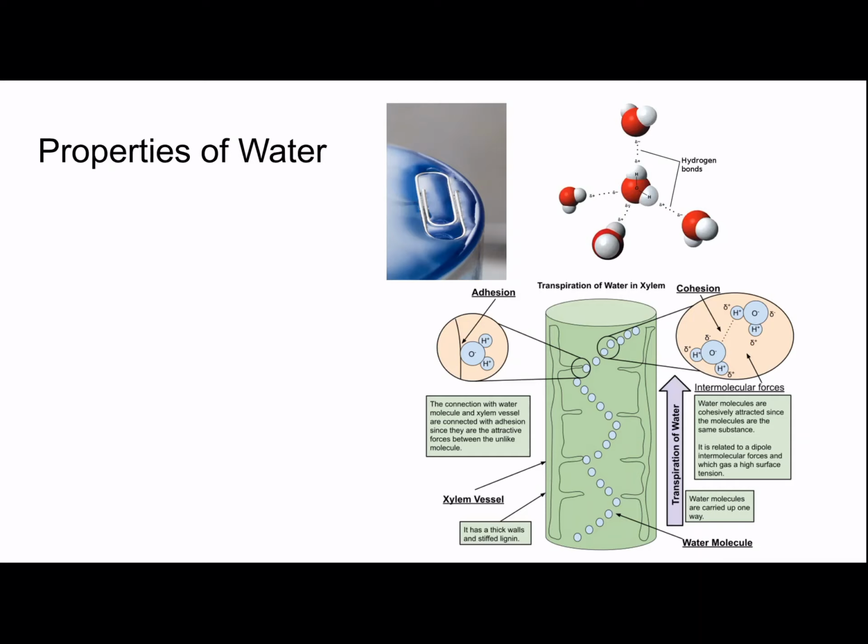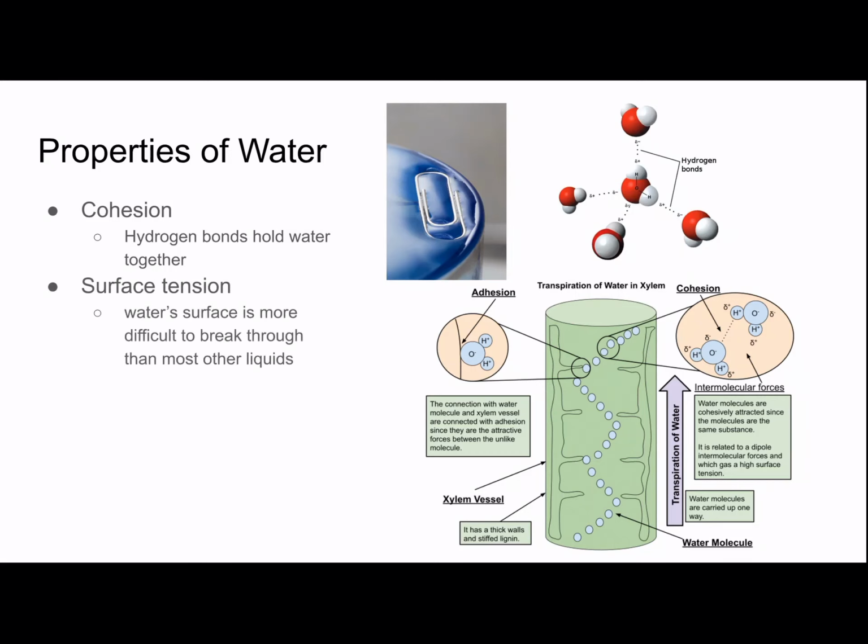So now let's talk about the properties of water. It has many unique properties. Let's start with cohesion. So cohesion is sticking to itself, basically. So hydrogen bonds, like we talked about, hold water together, and you can see that in the image with the little molecules. There's also high surface tension, which means that water's surface is more difficult to break through than most other liquids. And again, this is because of the cohesion of the water.